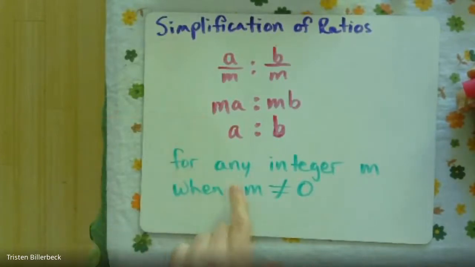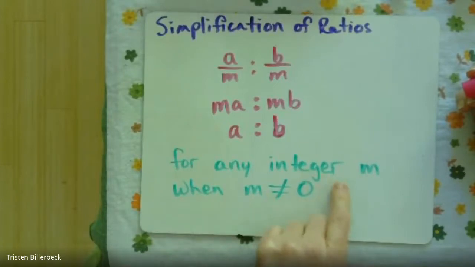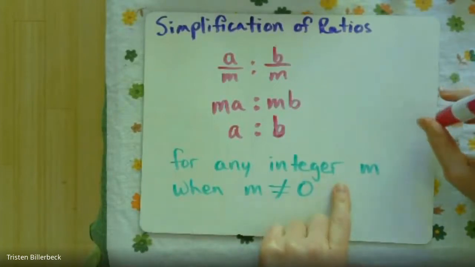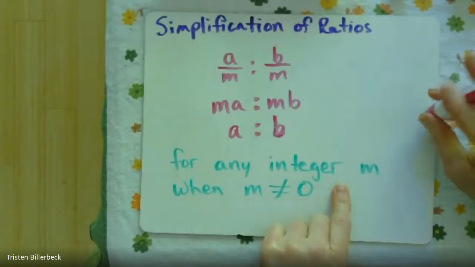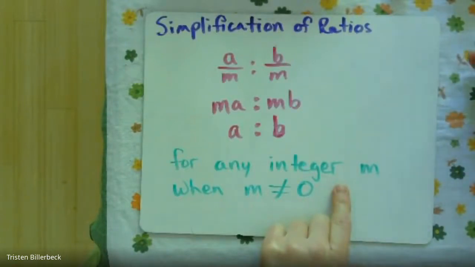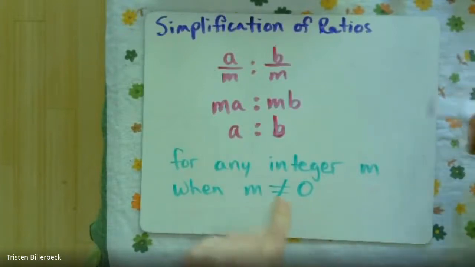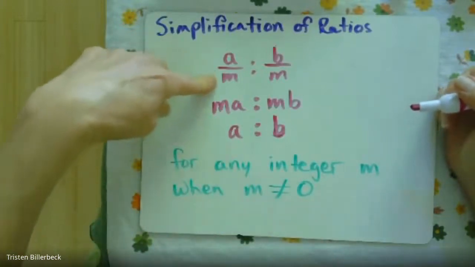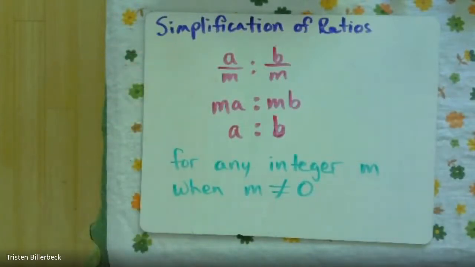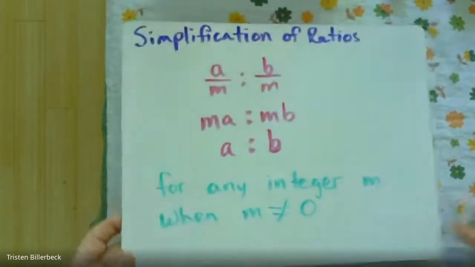So this works for any integer. Integers go from all the whole numbers or counting numbers, including 0, and all the negative numbers. Those are integers. So for any integer m, where m does not equal 0. That comes into play because we can't have a 0 in the denominator, otherwise we'd have an undefined situation.